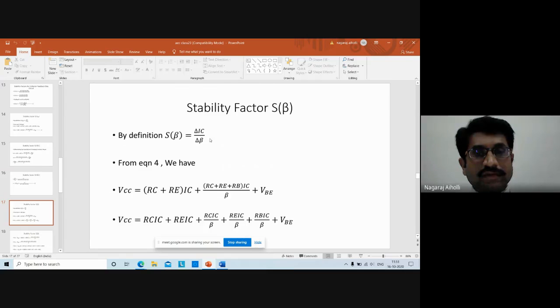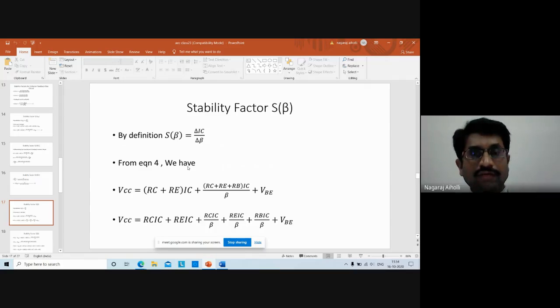So S of beta is given by the equation delta IC by delta beta, as we are deriving S of beta for the other biasing circuits. Whenever we want to derive S of beta, we are not differentiating partially because it is more time consuming. The equations are a little complex compared to this method of finding S of beta. Therefore, the method that we are following is to find S of beta as delta IC by delta beta, from equation 4, which is the input path equation.